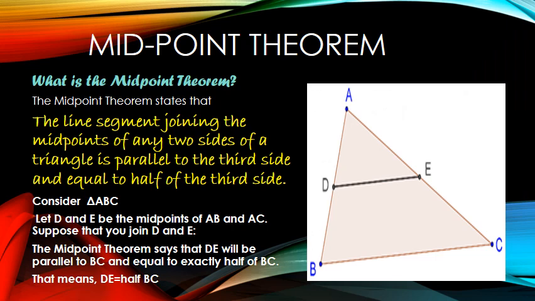Now, the next concept is the midpoint theorem. What is the midpoint theorem? The midpoint theorem states that the line segment joining the midpoints of any two sides of a triangle is parallel to the third side and equal to half of the third side. This is what the midpoint theorem states.